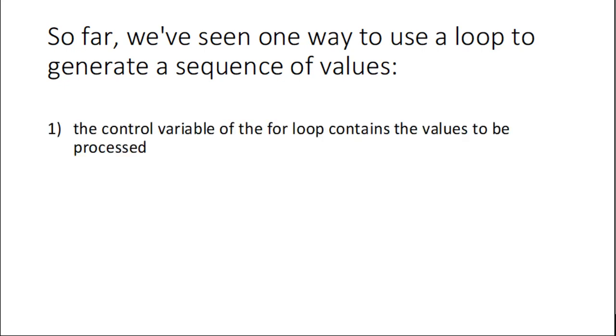Let me explain. What we have is the control variable of the for loop. That's a term that I like to use to describe the variable that we are testing in the for loop condition, the Boolean expression, to see whether we want to stay in the loop or exit the loop. Whatever variable we are testing, that's what I call the control variable of the for loop. In this particular example, the control variable of the loop contains the values that we want to process, either print or use in a calculation, something like that.